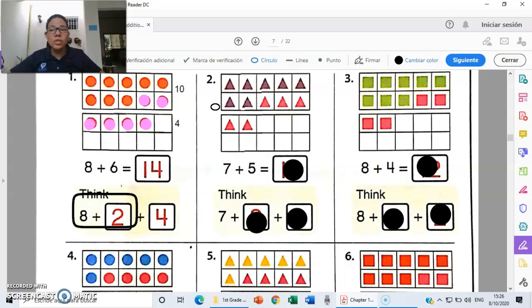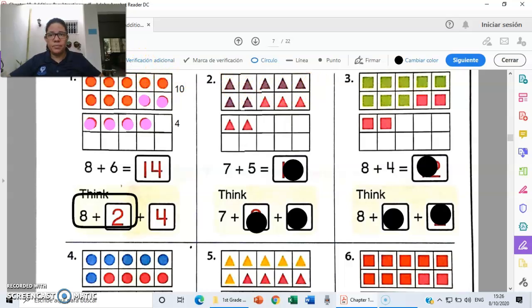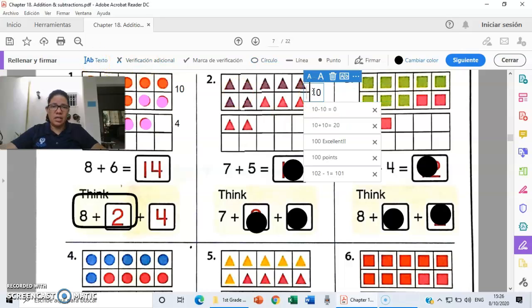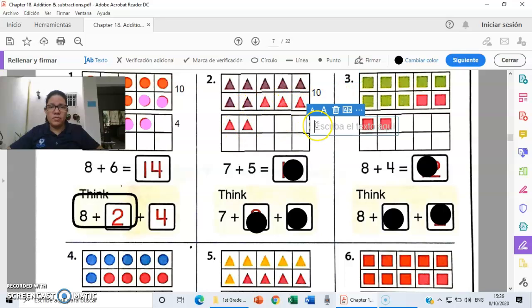So we're going to do the same thing here. But in this case, we have triangles. So we have the purple triangles. So you start adding the 5. 1, 2, 3, 4, 5. Okay, so now you also have a group of 10 here. You count 10. You have 7 and then you add 3. And then you have 2 here.